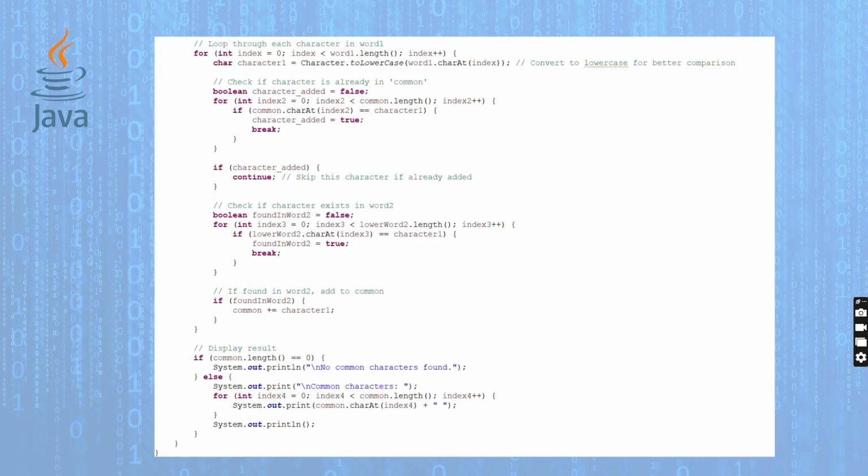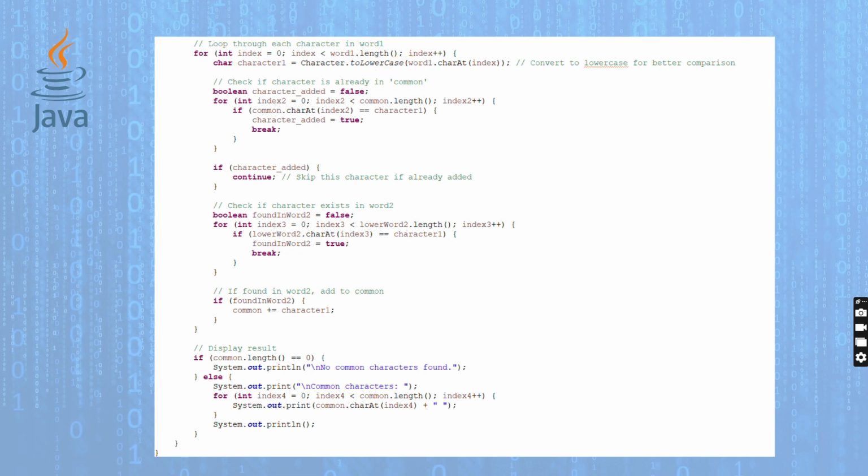Inside the common characters method, I use a for loop to go through each character in the first word. Each character is converted to lowercase to make comparison consistent. Before checking for matches, the program first makes sure that the character hasn't already been added to the common string, so that it avoids duplicate entries and ensures only unique common characters are displayed.